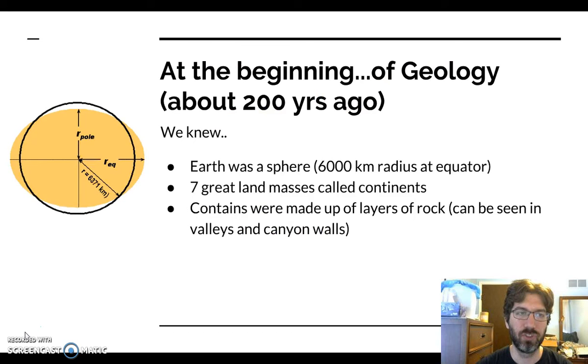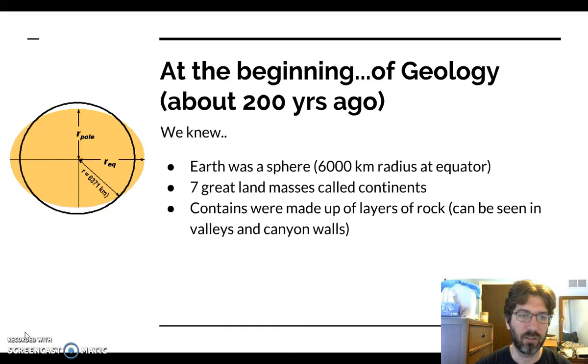So at the beginning of geology, this is about 200 years ago, we knew some things. We were pretty certain on the fact that the Earth was a sphere. It's really more of an egg shape, but spherical nonetheless. It's pretty close to it. We do have 7 great land masses that we call continents.